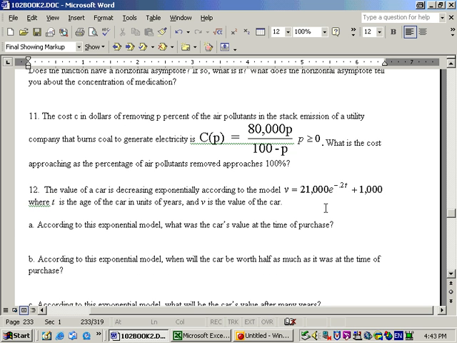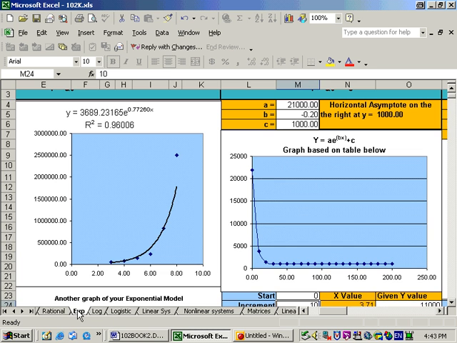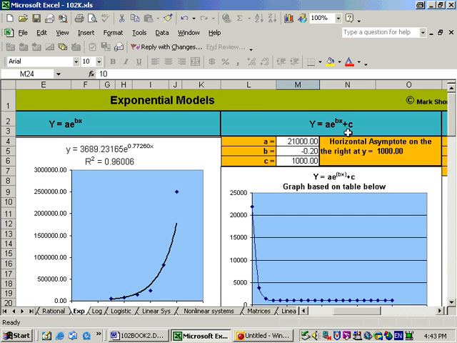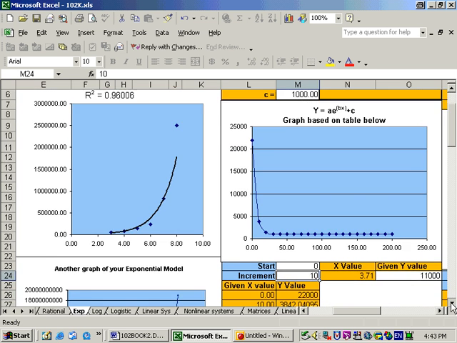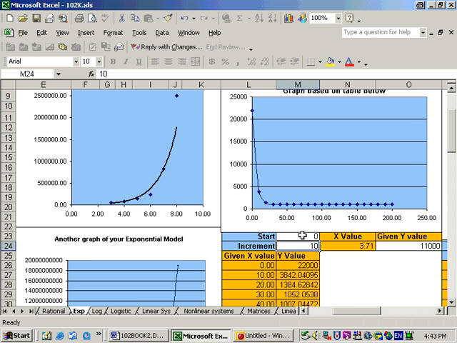On problem 12, it gives you an exponential equation in a weird form. There's a constant at the end, and it asks you some questions about that. So this is an exponential equation again. So what we would do is go to our exponential sheet, and again this is an exponential equation where there's a constant at the end. So we need to scroll over to the right to get to this area. Put in your coefficients for a, b, and c, which I have in, and then it asks what is the value of the car at the time of purchase. We'll just start the table at 0, and you get 22,000.